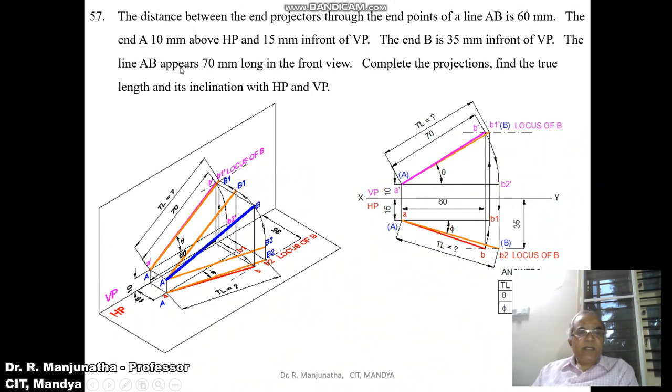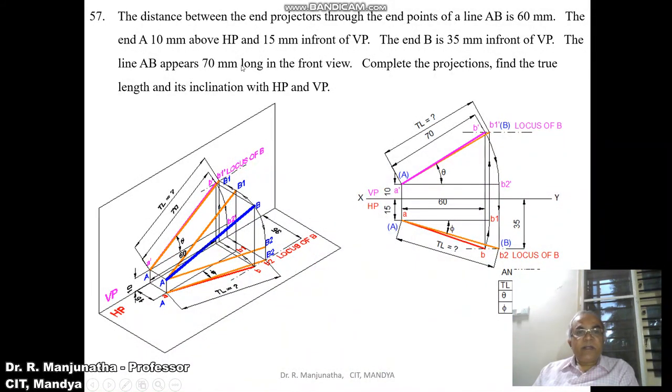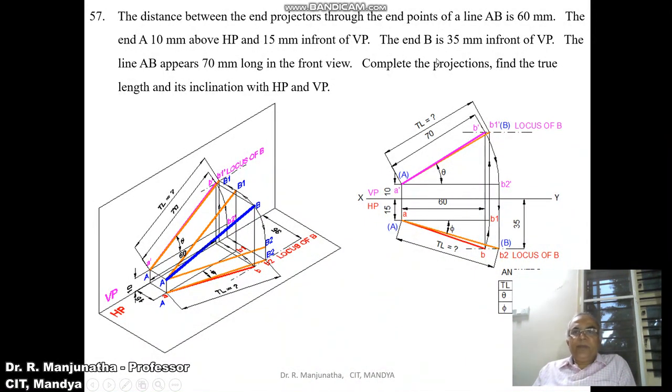Then the line AB appears 70 mm long in the front view. So as he says, 70 mm long in the front view. Complete the projections and find the true length and true inclination with HP. So here, as we have seen, the 70 mm long in the front view and the distance between the end projectors through the endpoints of a line AB is 60 mm long.